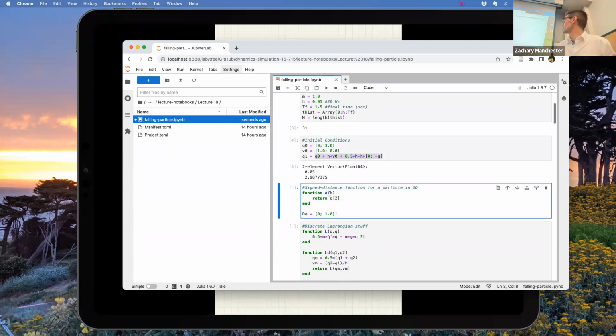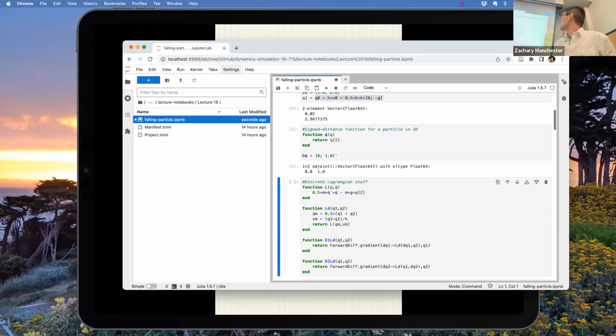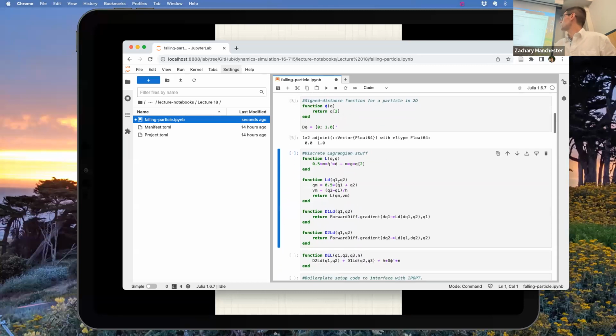Okay, so then here's my phi, really simple. I just return the z height out of the q, and then here's my Jacobian. I just wrote it explicitly. It's literally 0, 1. So it's just picking out the z height of this guy, so that's nice and easy. Here's the stuff that we've done a bunch of times at this point, the discrete Lagrangian.